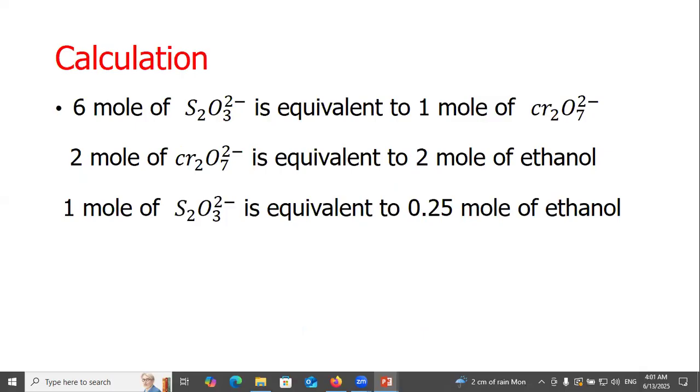6 mole of thiosulfate is equivalent to 1 mole of dichromate. 2 mole of dichromate is equivalent to 2 mole of ethanol. 1 mole of thiosulfate is equivalent to 0.25 mole of ethanol.